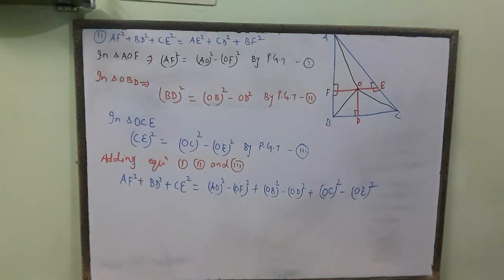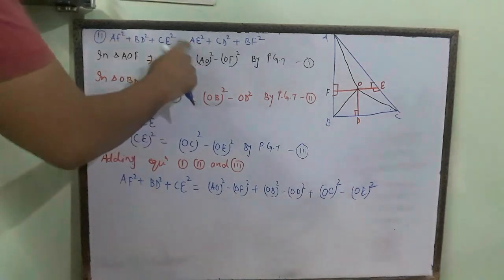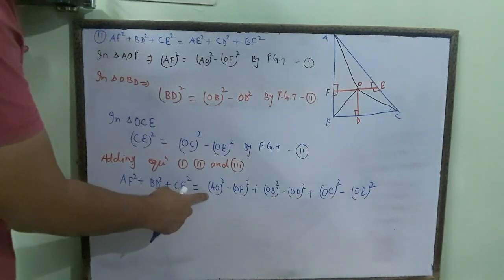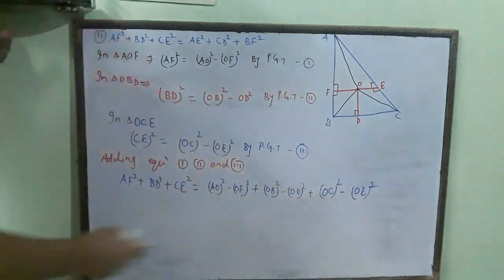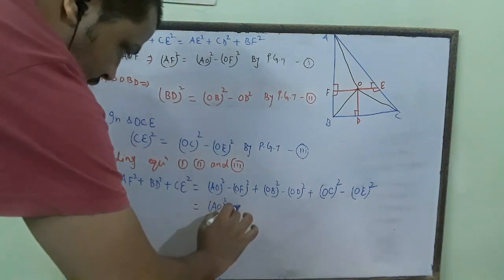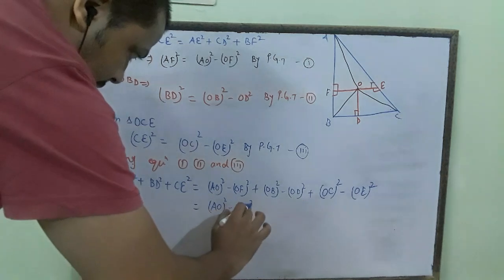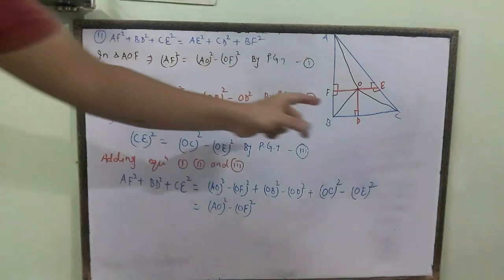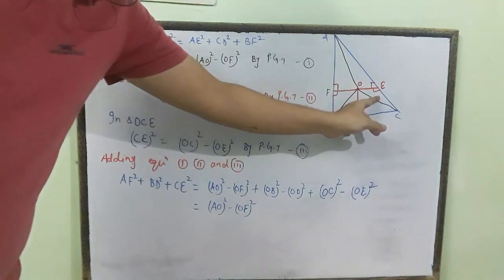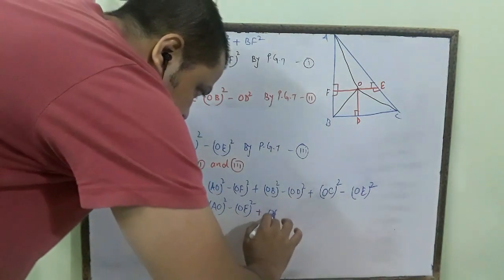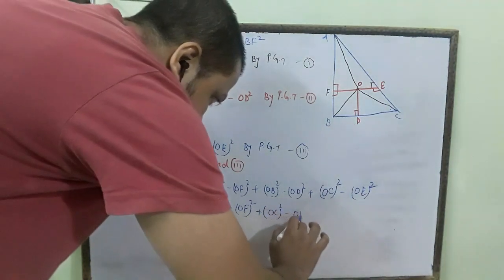See, in the RHS you have to come with A. How will we do this? For A we will use AO square and OE square. AO square minus OE square will give AE square. For CD square, we will use OC square minus OD square. So we have OC square and minus OD square.